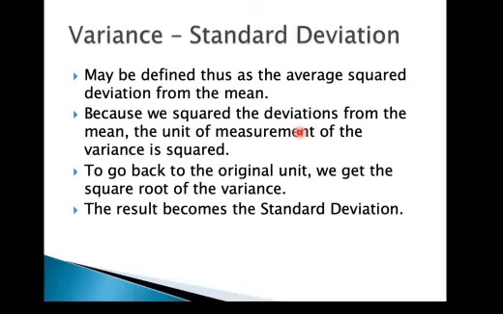But prior to that, let me just tell you that the variance is defined as the average squared deviation from the mean. Because we square the deviations from the mean, the unit of measurement for the variance is squared. And to go back to the original unit, we get the square root of the variance, and the result is the standard deviation.